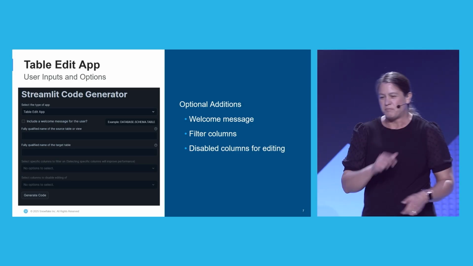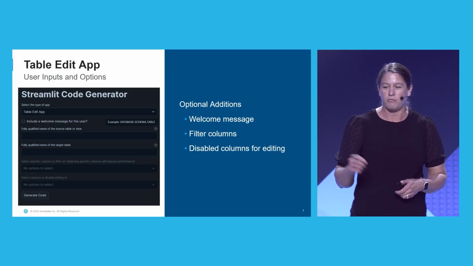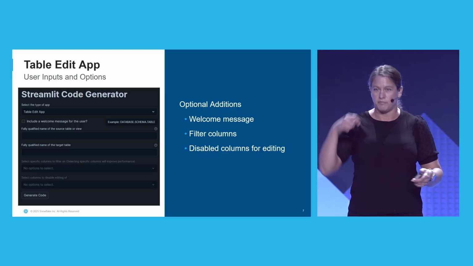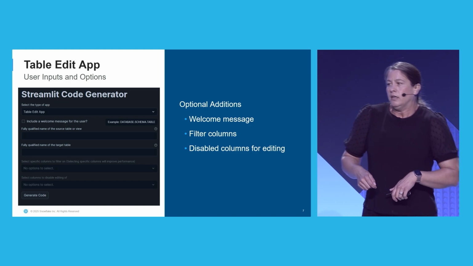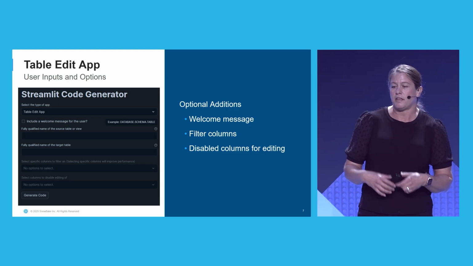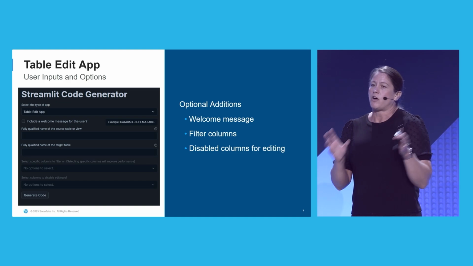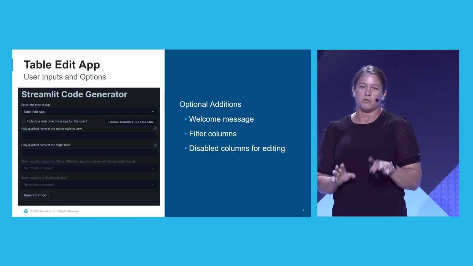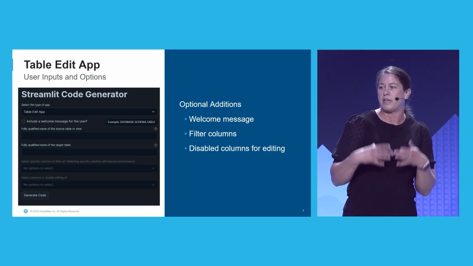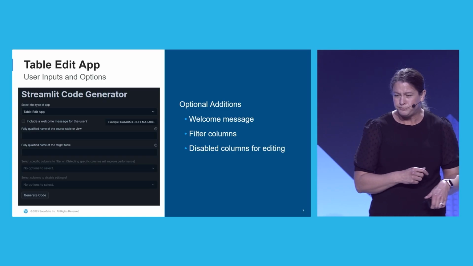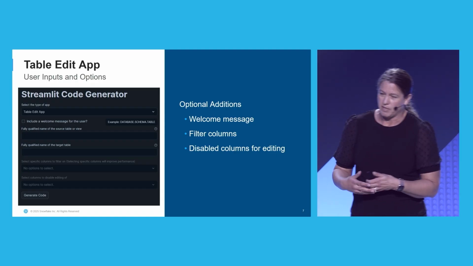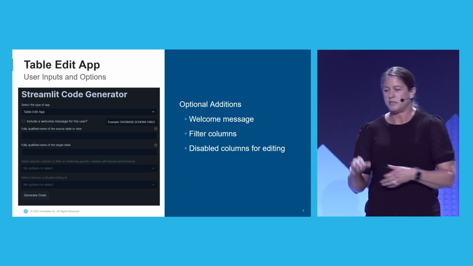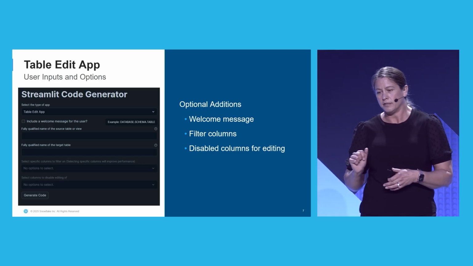There is a little checkbox there if we would like to include that welcome message for our users at the top of the new app we're creating. We simply check that box. Next, we need to provide the fully qualified name of our source data. So this is the table where the data that our users will be editing or enriching lives. And if our users don't know what a fully qualified table name is, we've got a little hint there that shows them what that looks like.